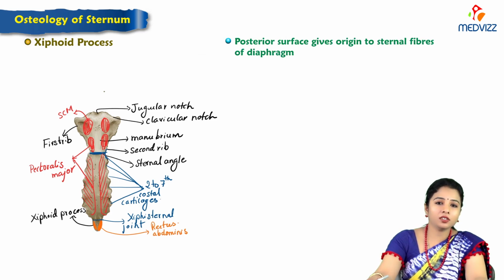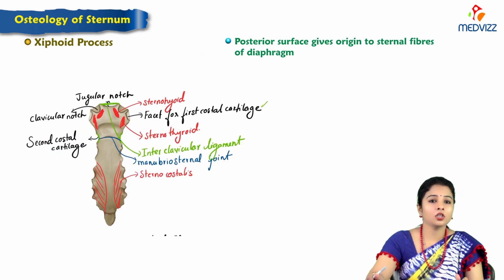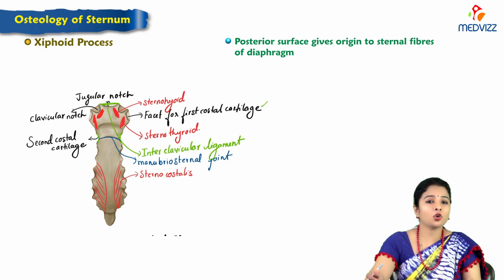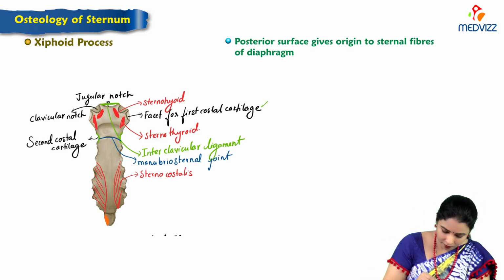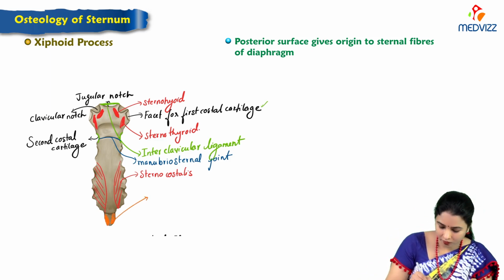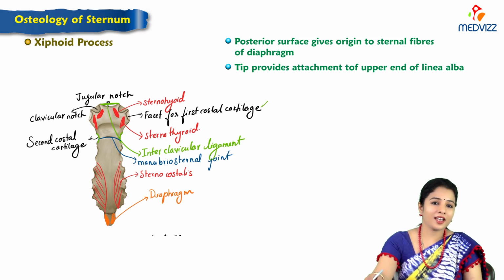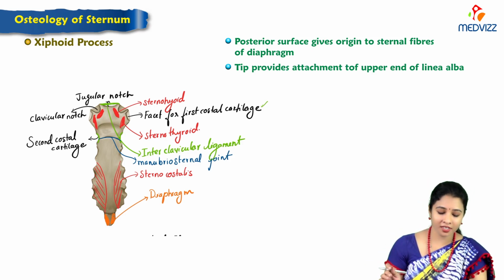The posterior surface. So here is the image of the posterior surface. The posterior surface of the xiphoid process gives origin to the sternal fibers of the diaphragm. And its tip provides attachment to the linea alba, that is the upper end of the linea alba.